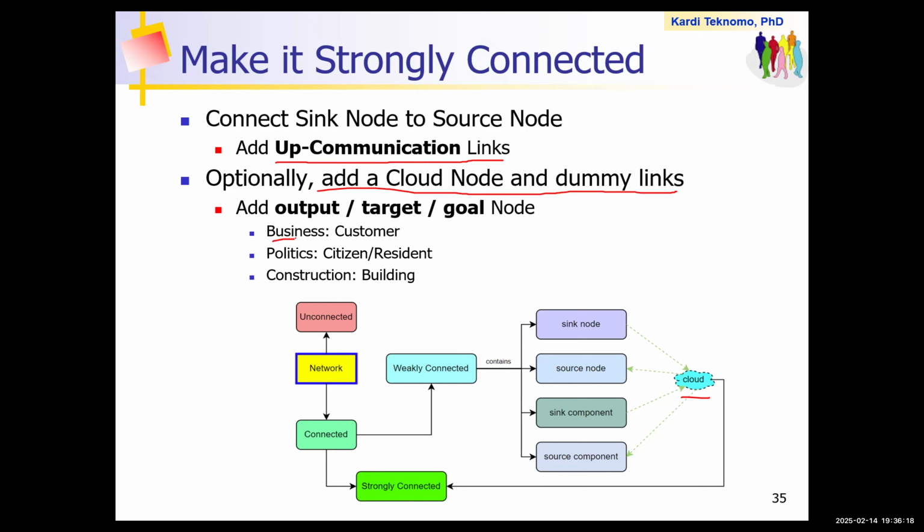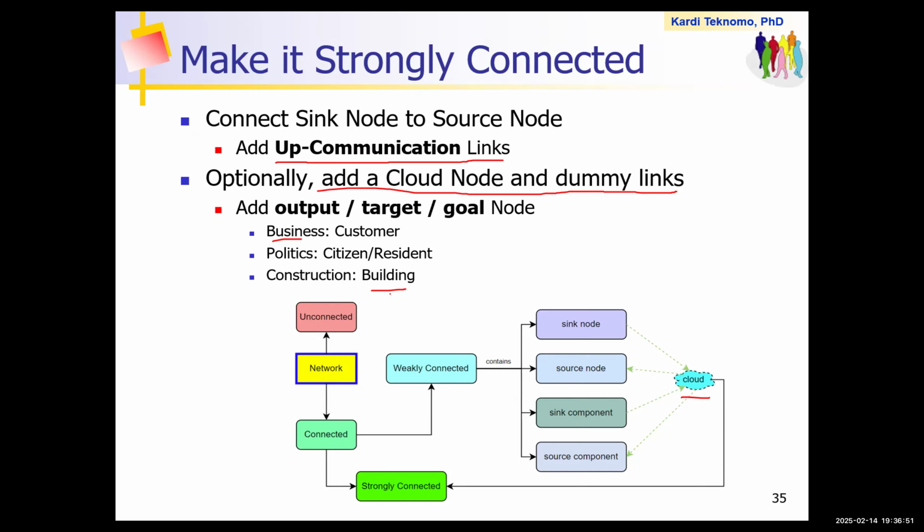For example, in business, the goal is supposed to be the customer, so include the customer inside your system. In politics, the goal is supposed to be the citizen or resident, so include the citizen and resident inside your system. In construction project management a while ago, the goal is to create the building, so include that building. Remember, a building is not a person, but it is an agent, so you can include it as a node entity.